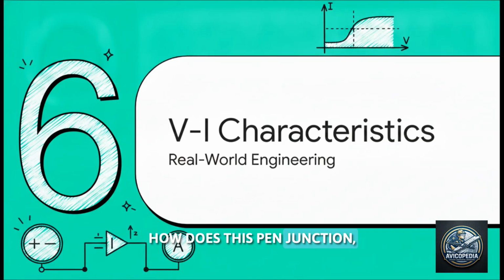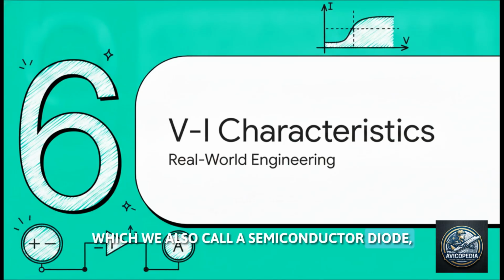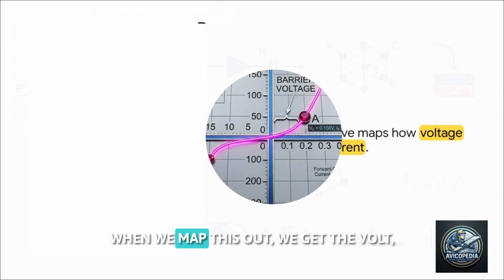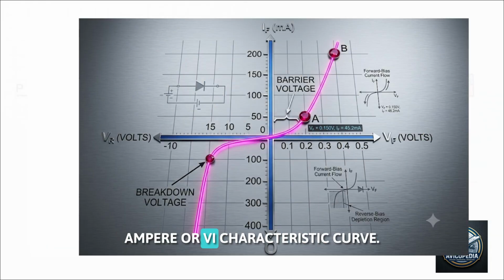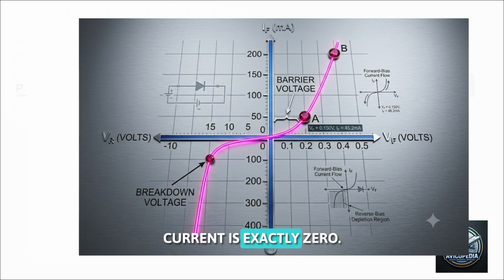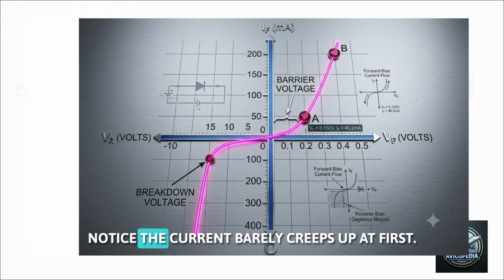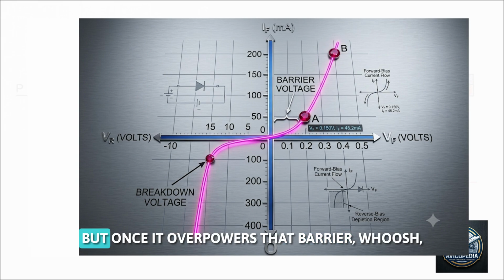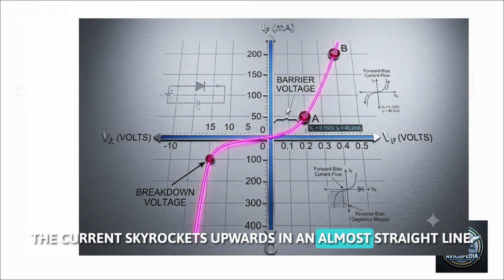How does this PN junction, which we also call a semiconductor diode, actually perform when we hook it up to instruments in a real circuit? When we map this out, we get the volt-ampere, or VI, characteristic curve. It is the definitive map of how a diode behaves. When external voltage is 0, current is exactly 0. As we start applying forward voltage, pushing right on the graph, you'll notice the current barely creeps up at first. That's because the external battery is spending all its energy just fighting that internal barrier potential. But once it overpowers that barrier, whoosh, the current skyrockets upwards in an almost straight line.